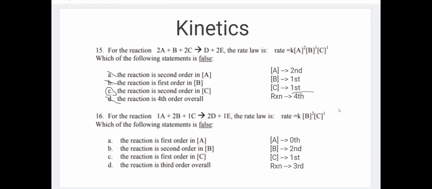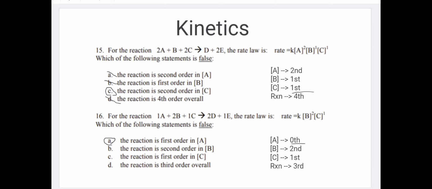In this reaction, with respect to reactant A it is 0th order, with respect to reactant B it is second order, with respect to reactant C it is first order. Therefore, with respect to the entire reaction it is third order. Keep in mind that we're only looking at the orders of the reactants because the rate law is based on the reactants, not the products. So we can see here that the reaction is not first order in A, it's 0th order in A, and we're looking for the false statement, so it's just going to be A.